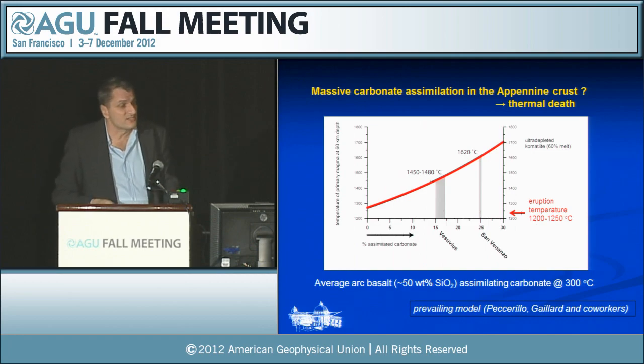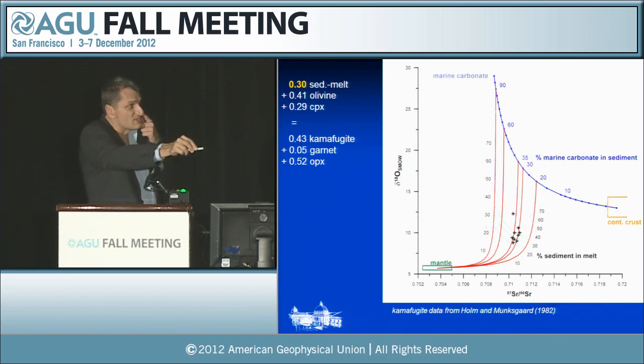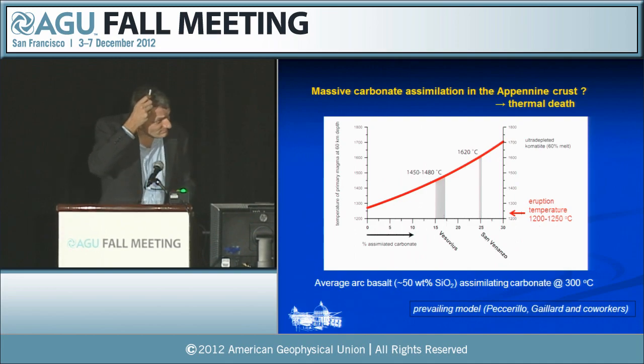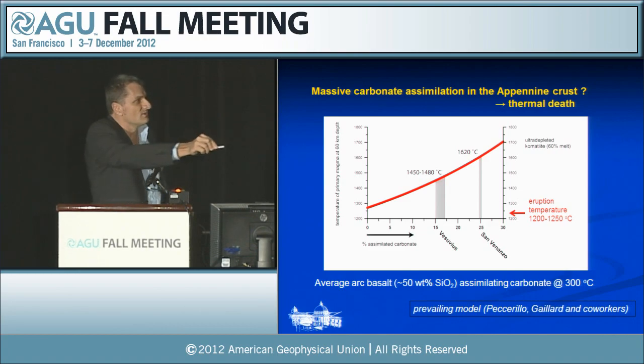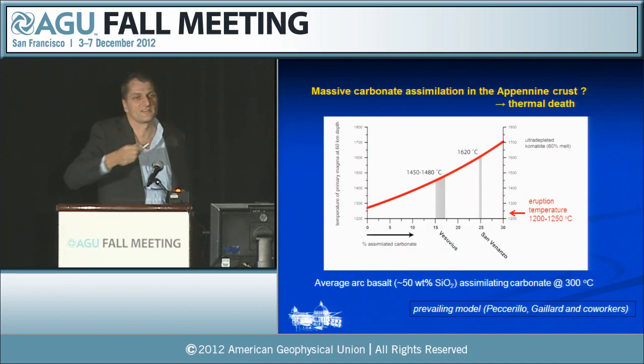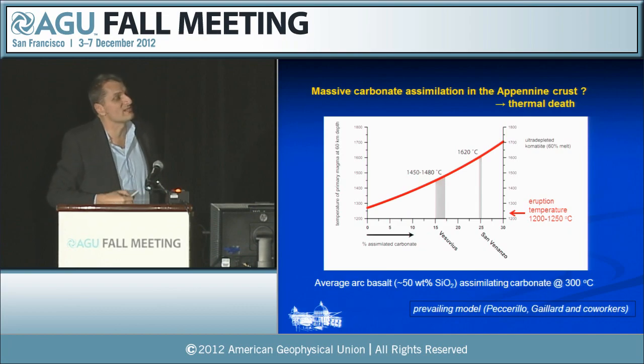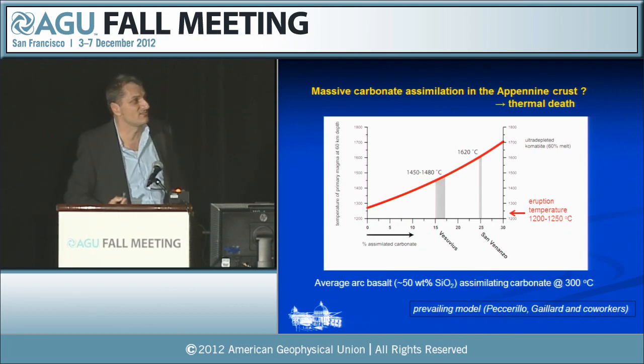If you do a calculation, what you need is something like 30% of the sediment component. It turns out we know the eruption temperature. And now we assimilate the carbonate. If you assimilate 15% of carbonate, as you would need for Vesuvius, you would need a primary melt temperature of 1450 to 1400 degrees. Assimilating the carbonates is energy-wise very costly. You need a lot of energy to do that.